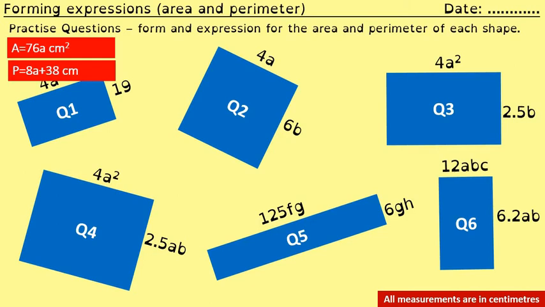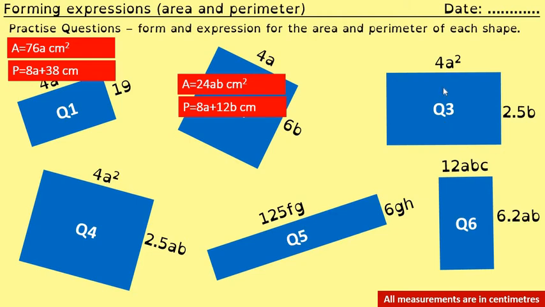Question 2, for the area, we need to multiply 4a and 6b to give us 24ab. Remember, the letters must be in alphabetical order. And our perimeter, we're going to be doing 4a plus 6b plus 4a plus 6b gives us 8a plus 12b.